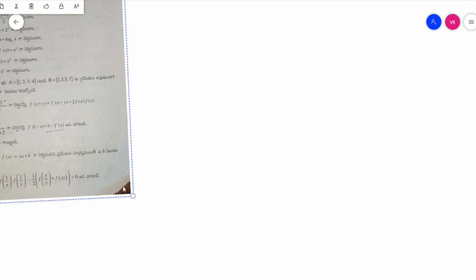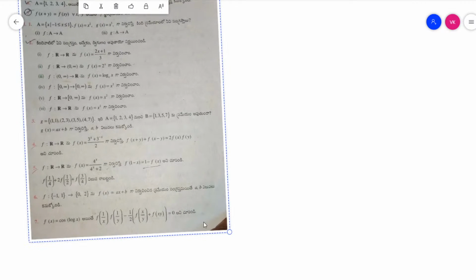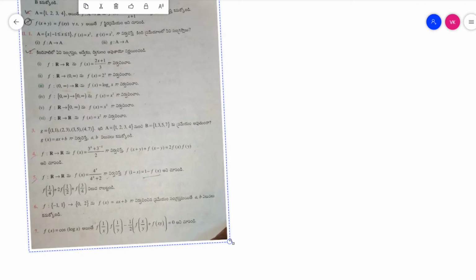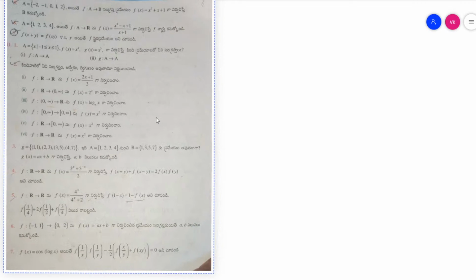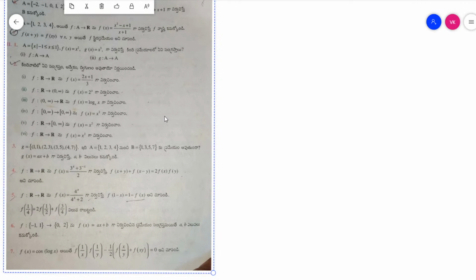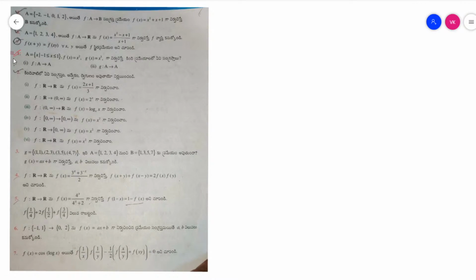Let's answer the 4 marks questions. The first question is given that... Here we are entering the proofs, so we have to prepare well. How to prove the given function is an injection, surjection or bijection? We will start here. Let's go for the first question.